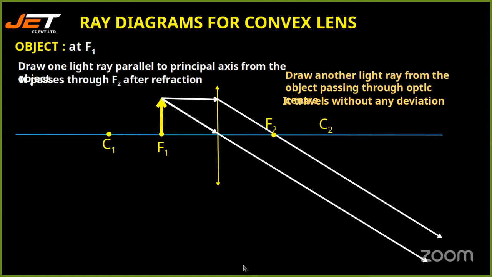So I will repeat myself. The object is placed at F1 point. One of the light rays parallel to principal axis passes through the lens and passes through F2 after refraction. And there is another light ray that is passing through optic center, and it goes undeviated. Okay, so where will the image be formed? Where is the image formed?